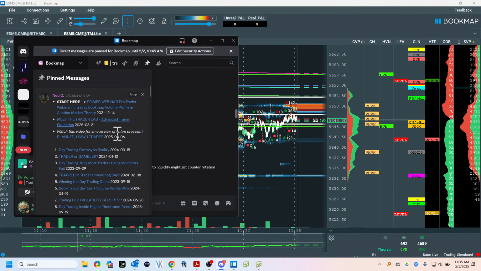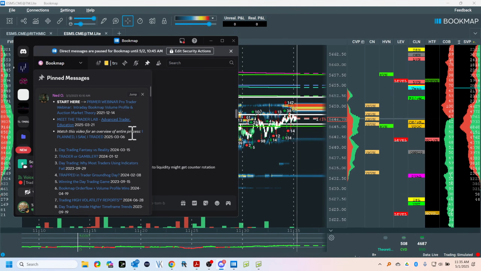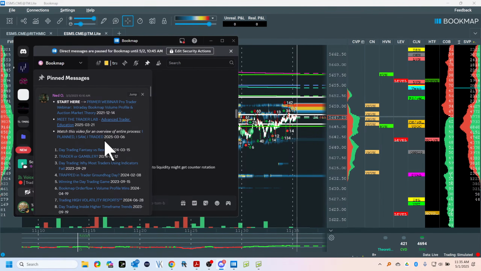And now here's a good example of the entire process, and I show you this every day in the stream. Top down, bottom up. Fractals, Matryoshka dolls, they're inside each other. Watch this one: I planned, I saw, I traded. And there's also this one.